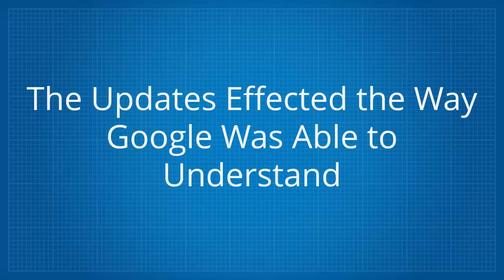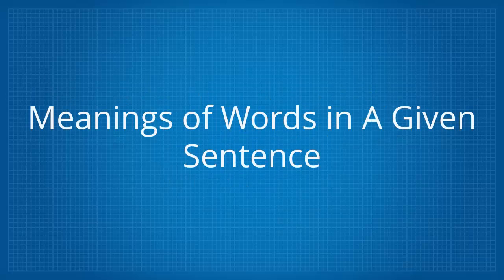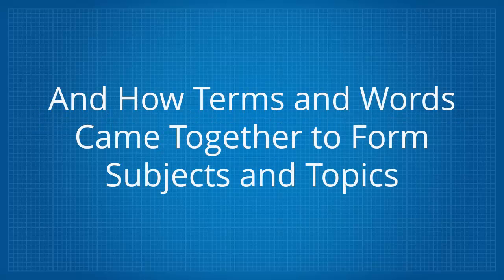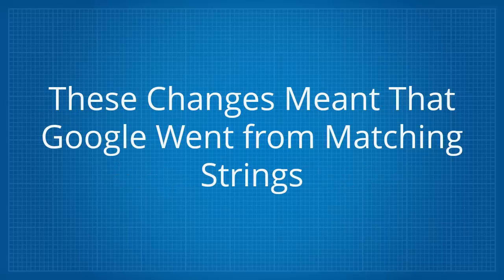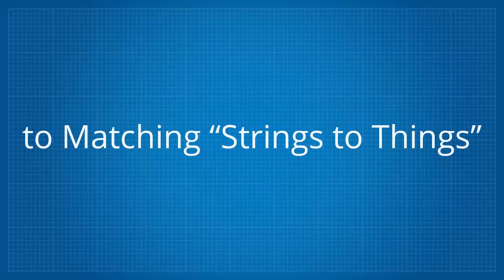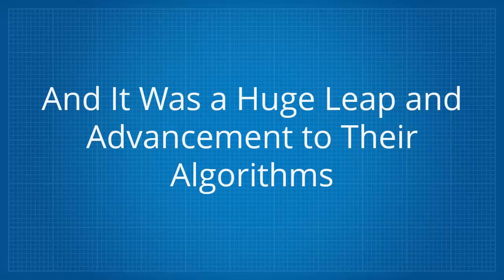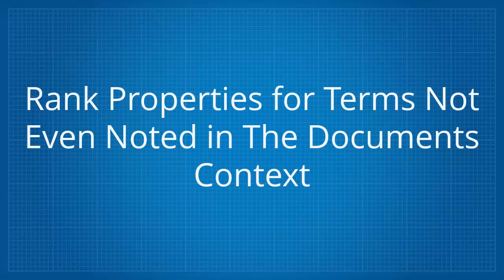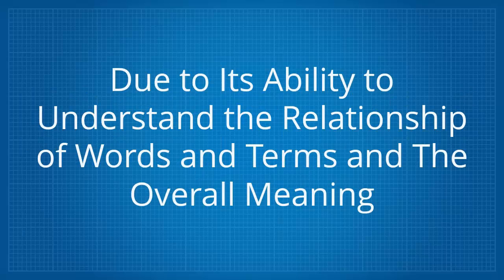The updates affected the way Google was able to understand meanings of words in a given sentence, the relationship of words in any given context, and how terms and words come together to form subjects and topics. These changes meant that Google went from matching strings to things, and it was a huge leap and advancement to their algorithms. This also meant that Google was able to rank properties for terms not even noted in the document's context, due to its ability to understand the relationship of words and terms and the overall meaning.